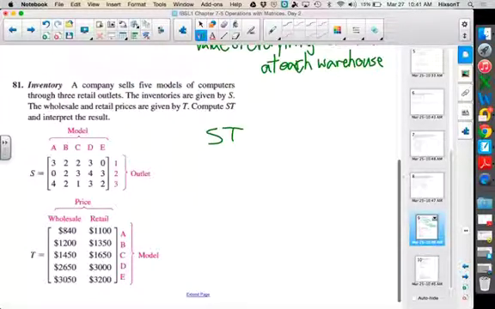S times 3 by, or no, 2 by 5. A 3 by 2. 2 by 2. It's going to be wholesale versus retail at each outlet. Okay, if I'm doing S times T, it's going to be an outlet by price.